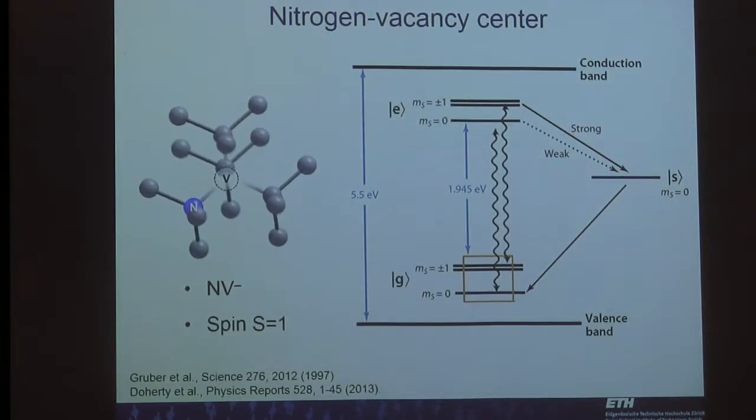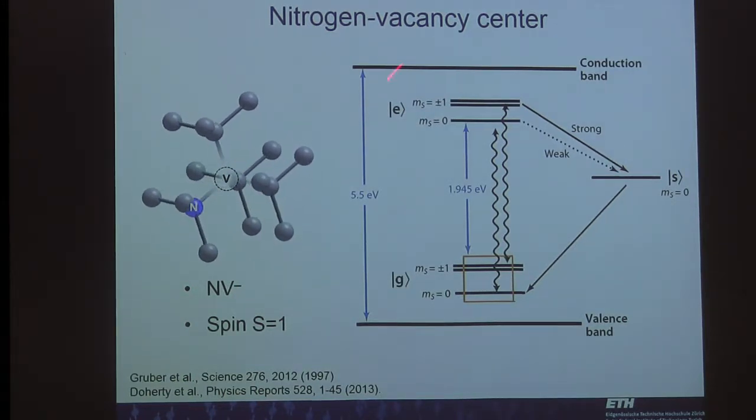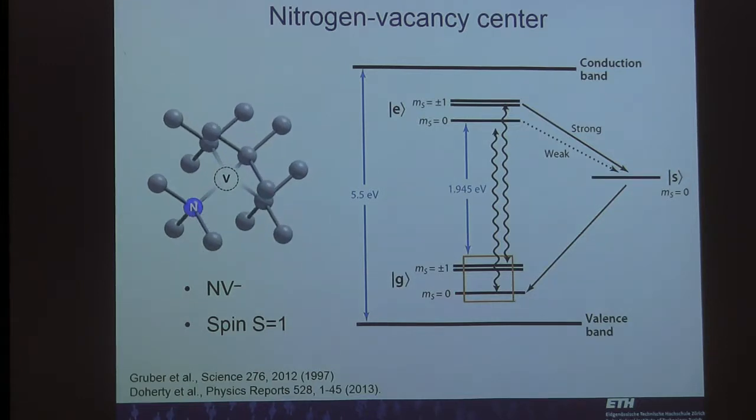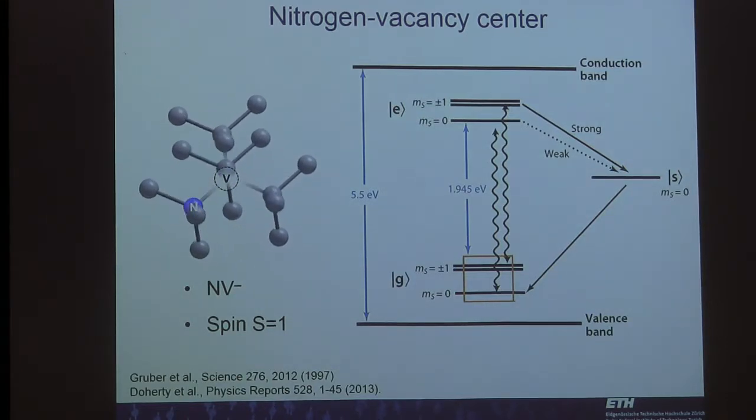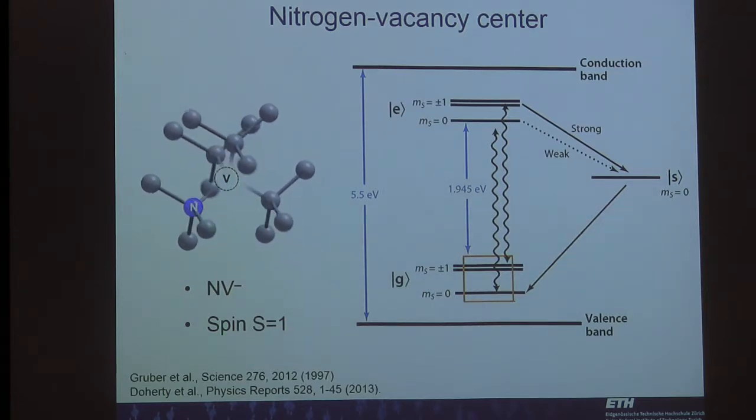Okay, so let's go back to the NV center. Again, NV center, you see the structure here. So you have an energy level diagram, and it has two types of energy levels which are important. The first one is the electronic energy level. So this gives rise to the fluorescence.